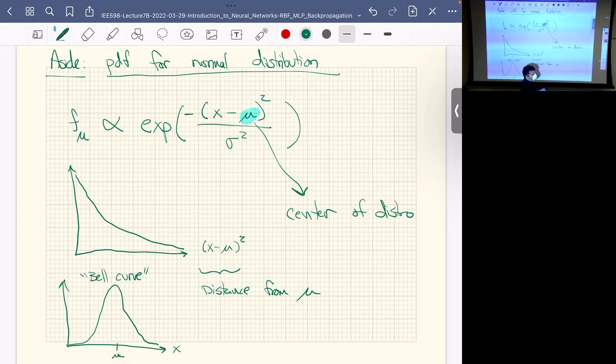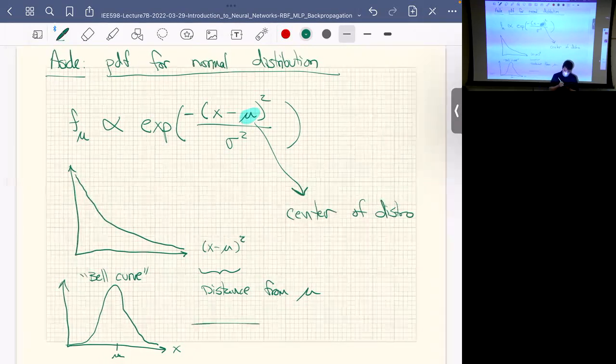And so this is an example of a radial basis function. It's a radial basis function because as you radiate away from the center, it gets smaller and smaller. So we can call this an example radial basis function.